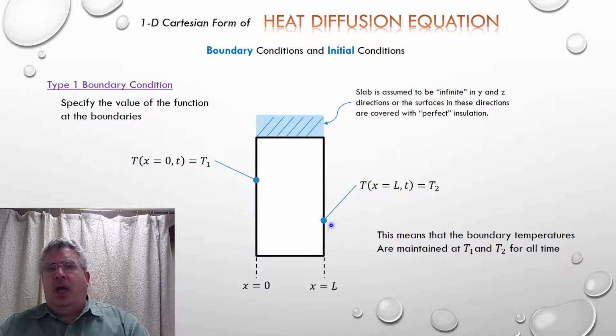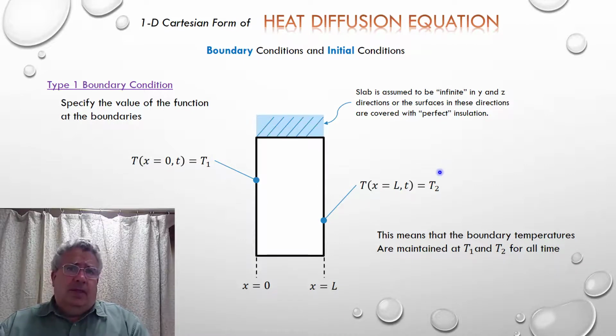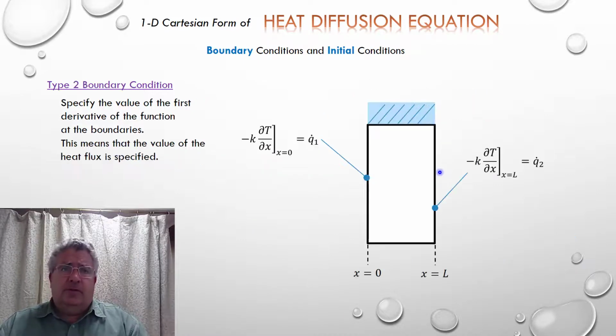And we're going to do the same thing on the right-hand side. So this is the second boundary condition. It's second order spatial, so we need two boundary conditions. On the right-hand side, we have x equaling L. Again, for all time, we'll specify a value of T2. And those would be my two boundary conditions.